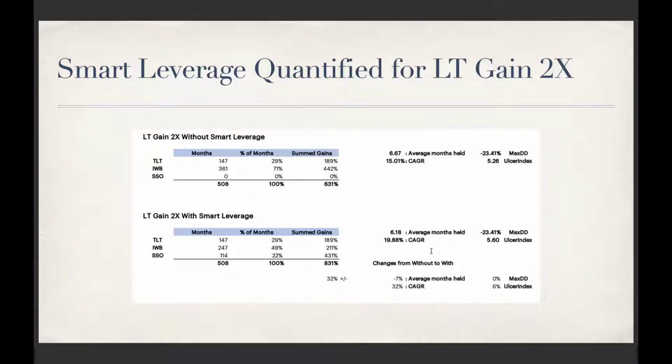You can see that increases the summed gains over that time from 631 to 831, a gain of 32%. Well, that's a huge gain. On the right-hand side, these are the quick stats I look at for every model I do. It's just a quick and dirty way for me to get a sense of where it is.